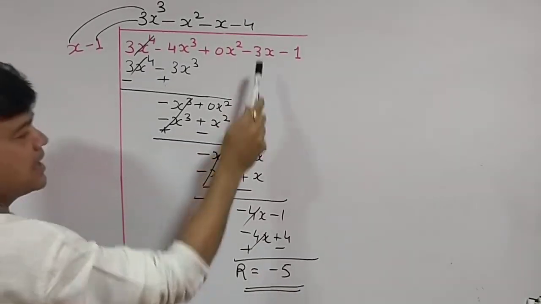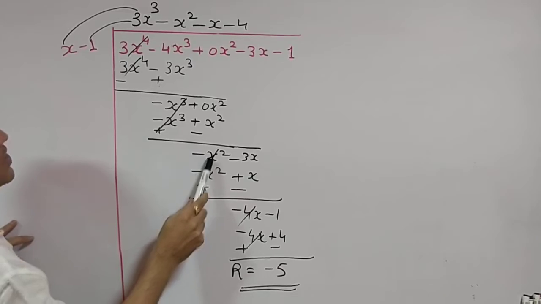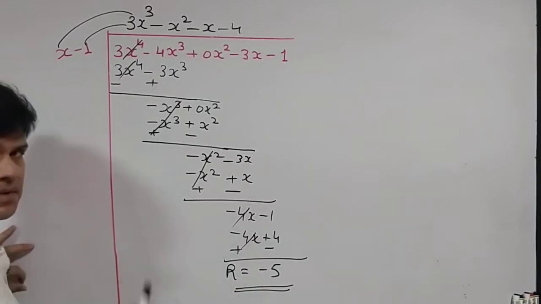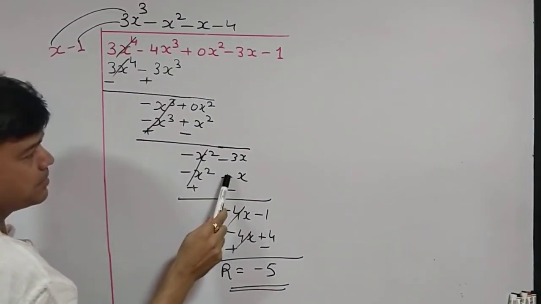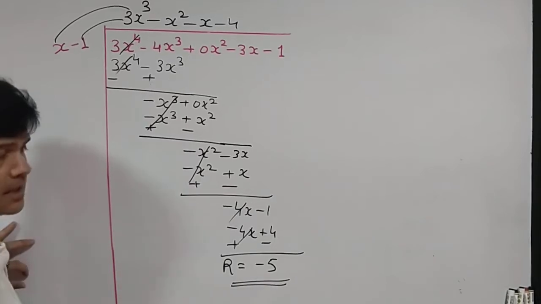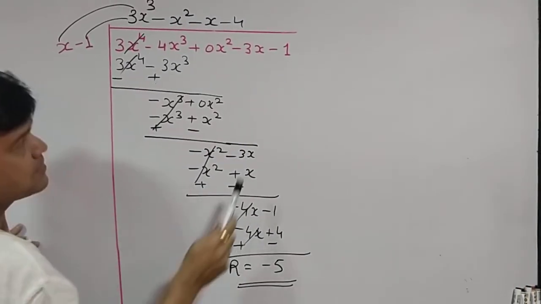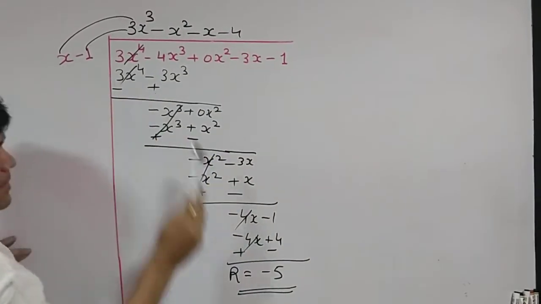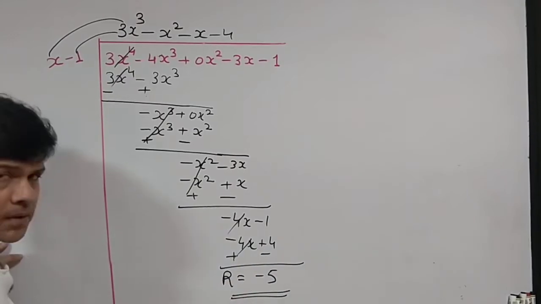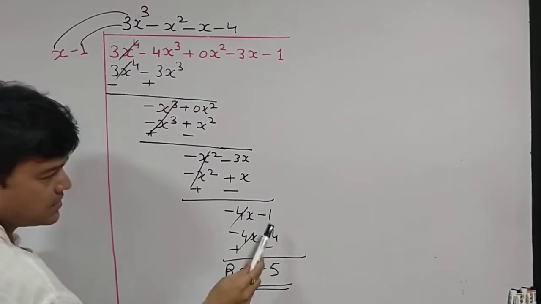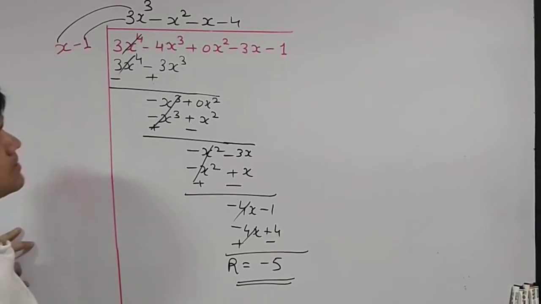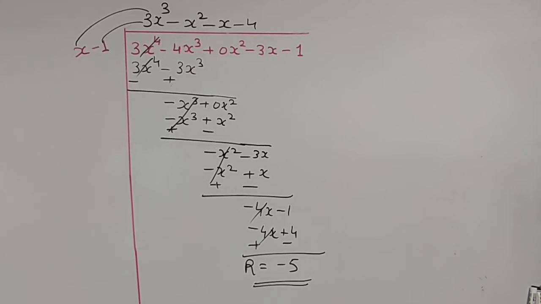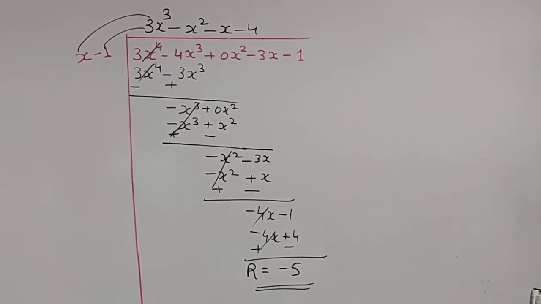Minus x square, minus 3x carry. You want minus x square, multiply by minus x. Minus x into x is minus x square, minus into minus is plus x. Change the sign. Plus, plus, then minus. These two are cancelled. Minus 3x minus x is minus 4x, and minus 1 carry here. Now you want minus 4x, multiply by minus 4 into x: minus 4x. Minus 4 into minus 1 is plus 4. Now change the sign. Minus 1 minus 4 is minus 5. The remainder is minus 5. So this is the long division method. Most important sum, maximum asked in the exam. See it properly.